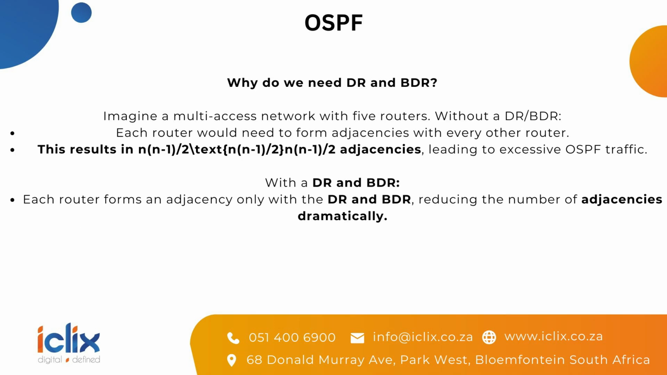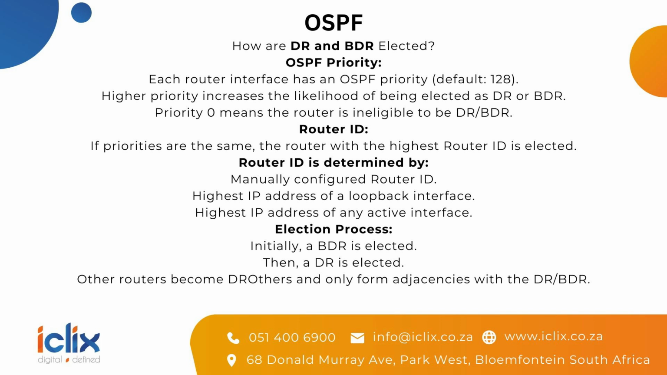Why do we need DR and BDR? Imagine a multi-access network with 5 routers. Without a DR/BDR, each router would need to form adjacencies with every other router. This results in n(n-1)/2 adjacencies, leading to excessive OSPF traffic. With a DR and BDR, each router forms an adjacency only with the DR and BDR, reducing the number of adjacencies dramatically.